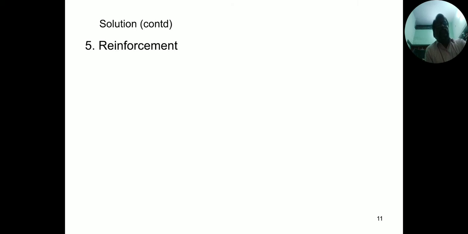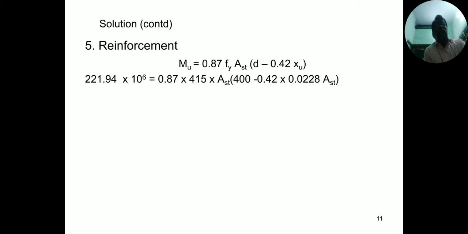Reinforcement: MU is equal to 0.87 FY AST D minus 0.42 XU. Substitute the XU value and MU value in this equation: 221.94 into 10 to the power of 6 is equal to 0.87 into 415 AST into (400 minus 0.42 into 0.0228 AST). Simplifying this equation, we get the AST value. Note down first.